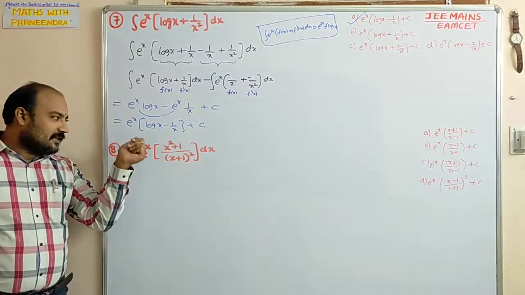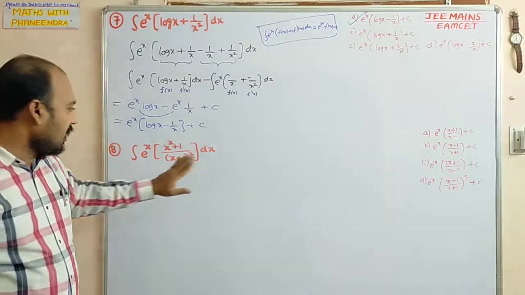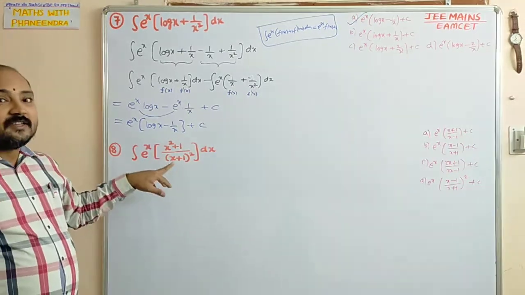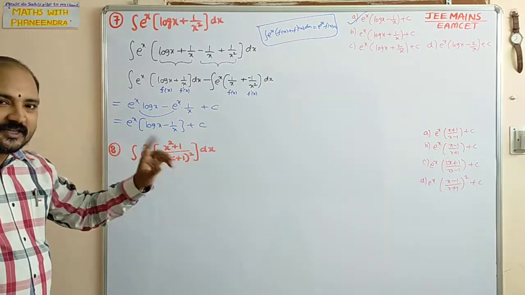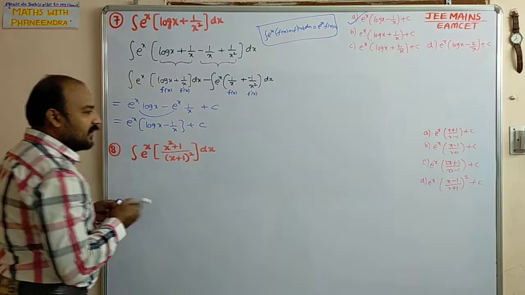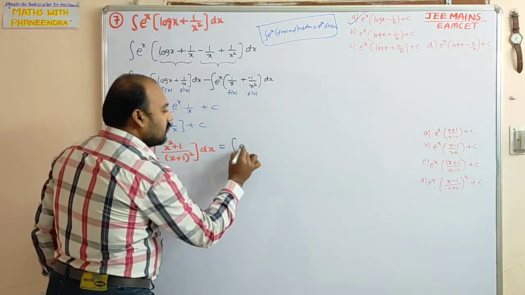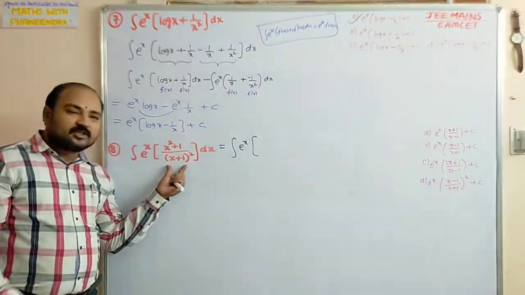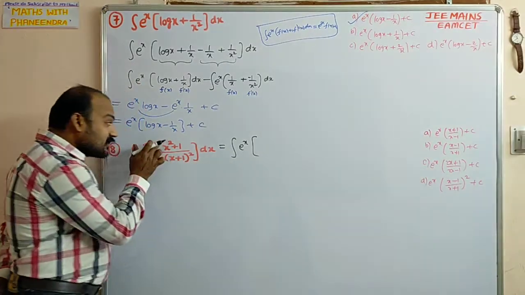Integral e power x into x square plus 1 by x plus 1 whole square into dx. Even this question is made in terms of a denominator like the previous problem, but a little logic is there here. Observe carefully. Here in x square plus 1, I want x plus 1 in the numerator itself. So how to get it? It is x plus 1, but the x square term is there now.